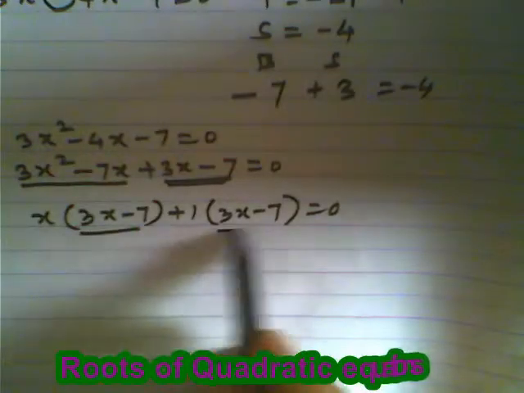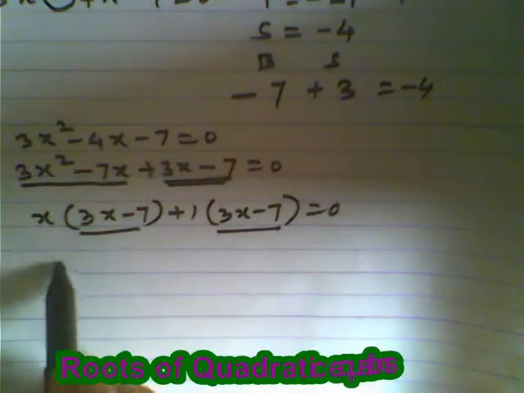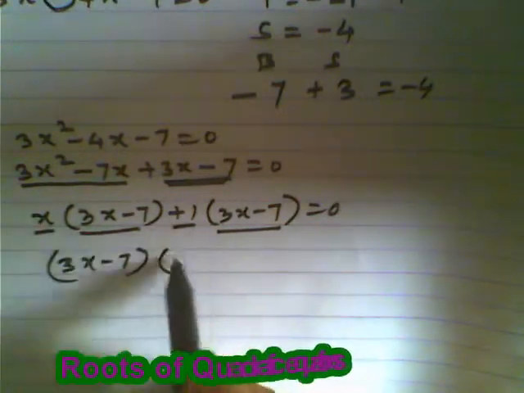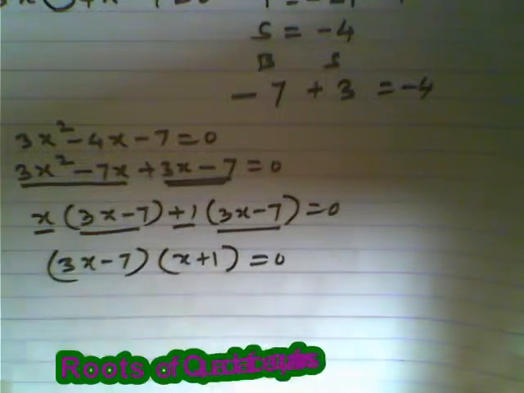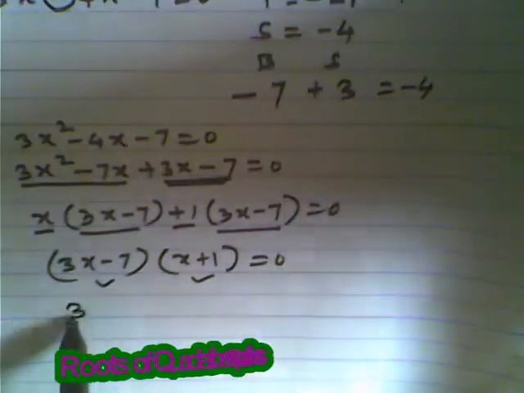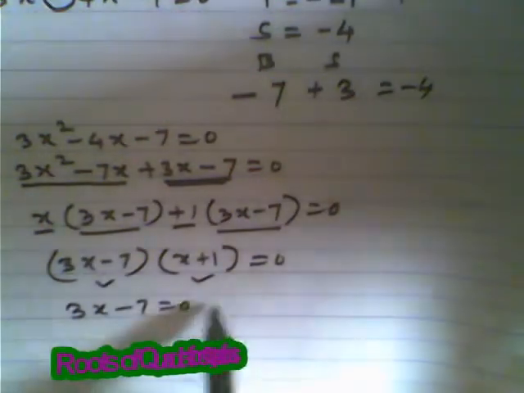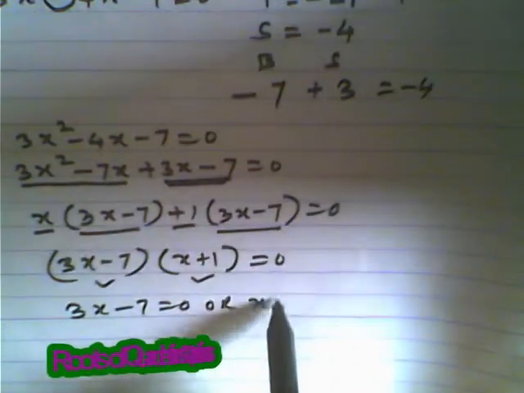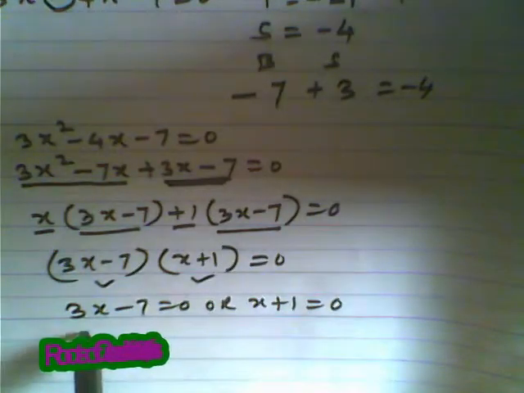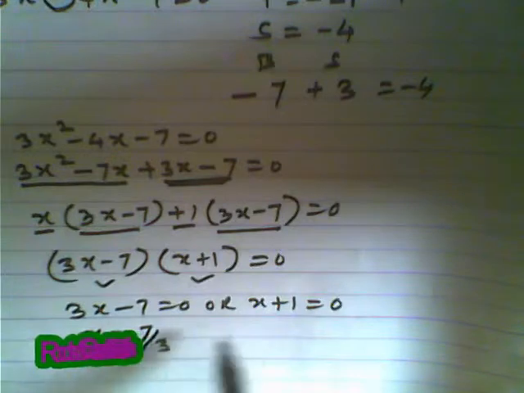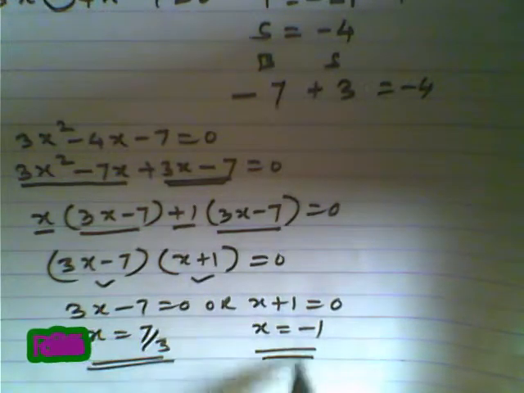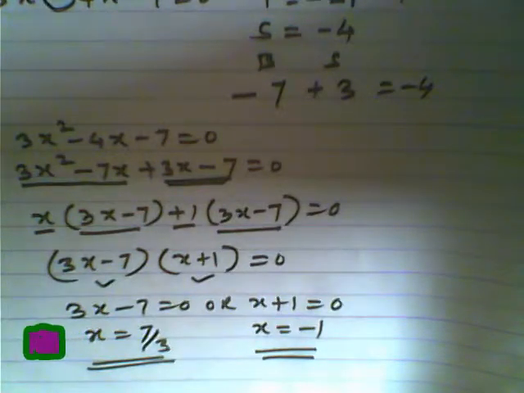Now 3x minus 7 is once again a common factor, so it is 3x minus 7, and inside the bracket x plus 1, that is equal to 0. So either this bracket should be 0 or this bracket should be 0, therefore 3x minus 7 is equal to 0, or x plus 1, that is equal to 0. Solving these linear equations, you get x is equal to 7 by 3 or x is equal to minus 1. So these are the two roots of the given quadratic equation.